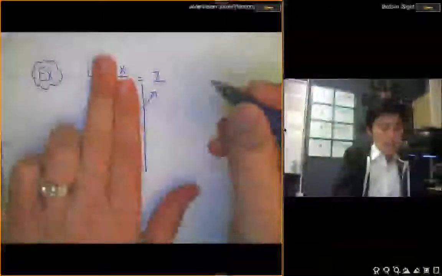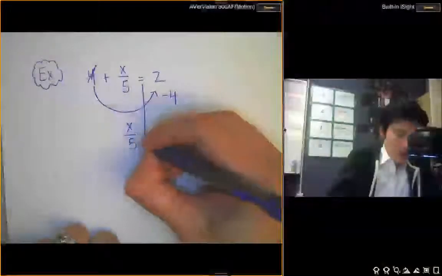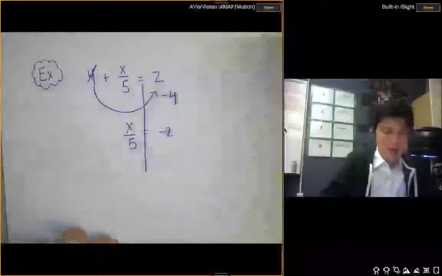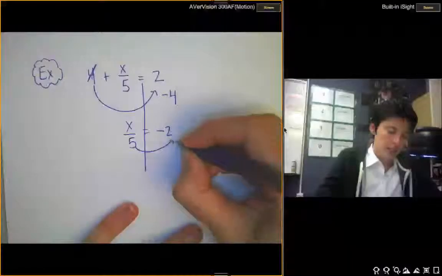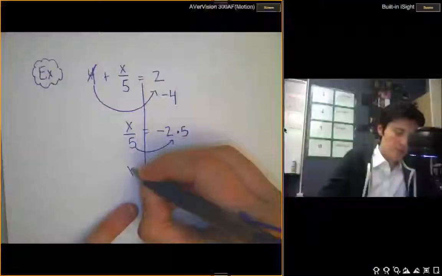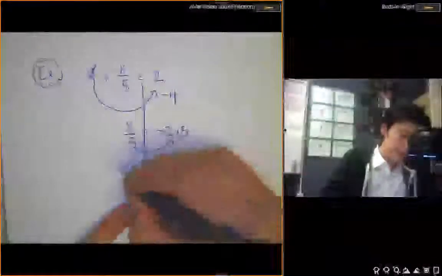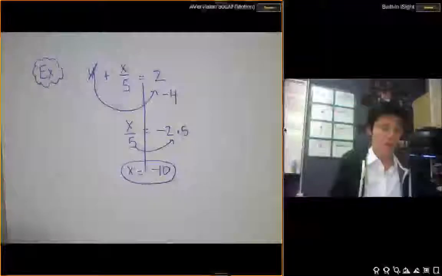So we need to take the 4, flip it over. It's a positive 4, so it's going to flip to a negative 4, and we'll cross it out. The fraction is not gone yet, so we still have x over 5 equals 2 subtract 4, so that's going to be a negative 2. And now I can deal with that fraction. Now I can say, okay, let's multiply the 5 over times the 5 over and get x equals negative 2 times 5, so negative 10 is my answer.